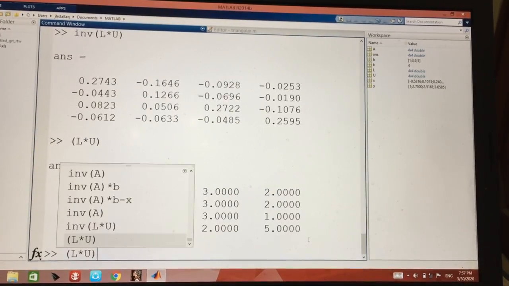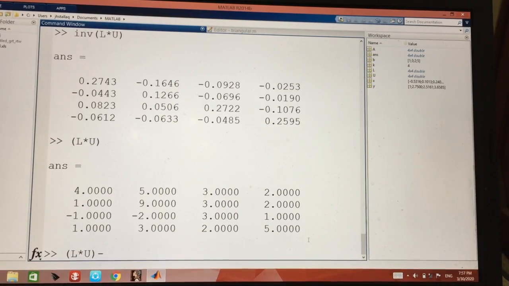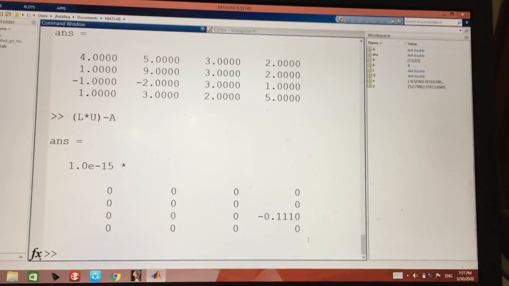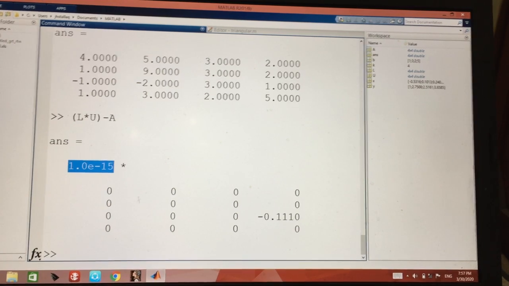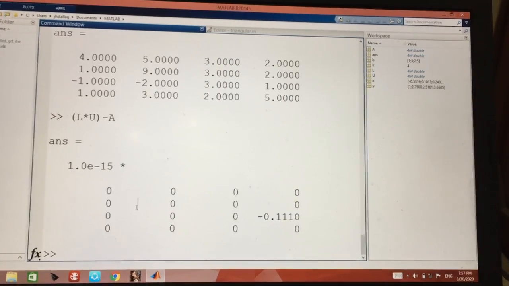We say, okay, minus A, it should give you something like 0. Oops. So that's almost 0. Only that element here is very small. It's actually minus 0.111 times 10 to the minus 15. So that's okay. We are there. This is just to make sure that we are doing the right thing.